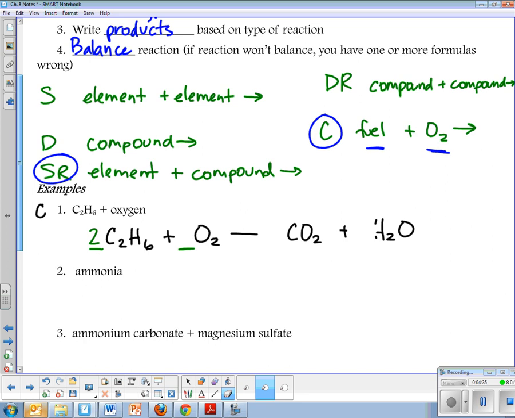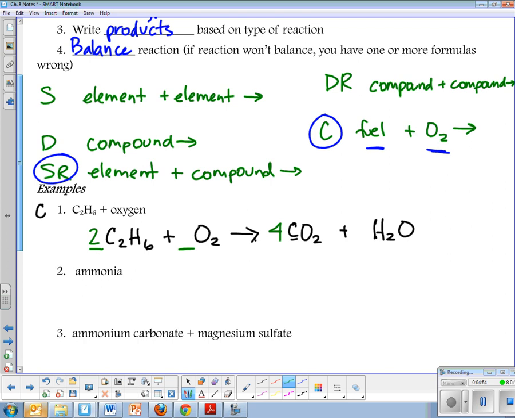I can do this. No. Alright, so let's try again. So I've got 4 carbons now. So I put a 4 here. Oops. Put it in the wrong spot. There we go. 4 here.